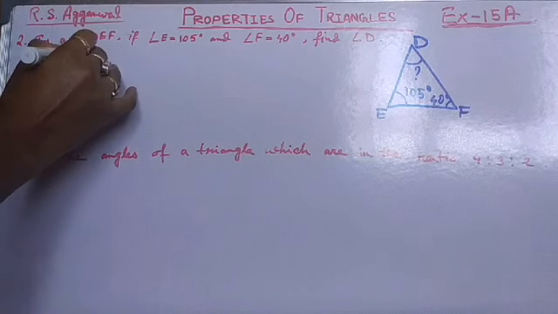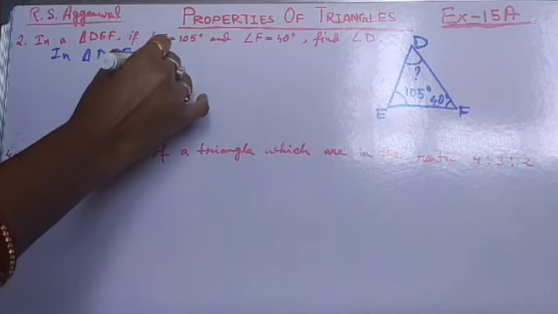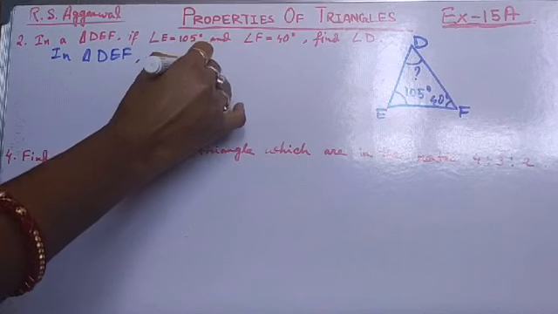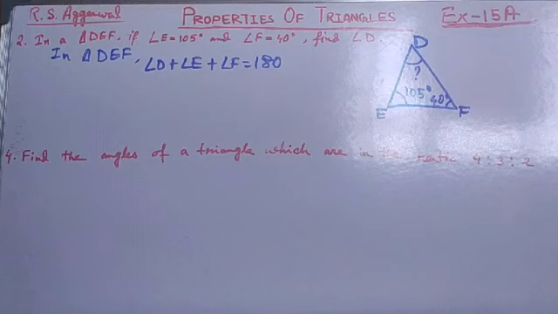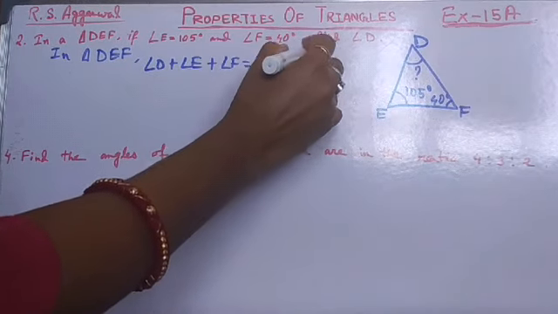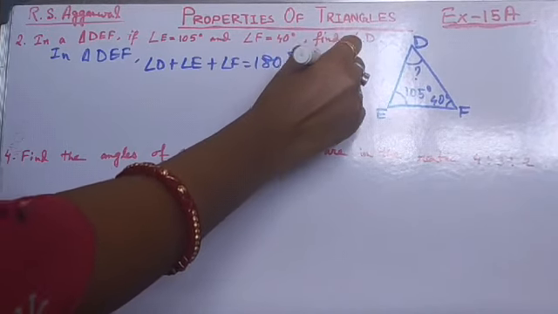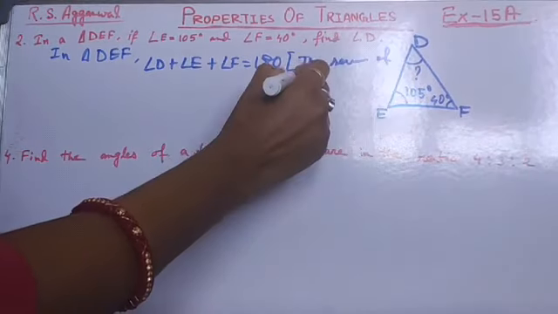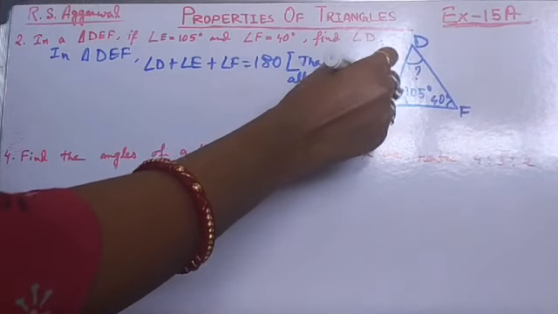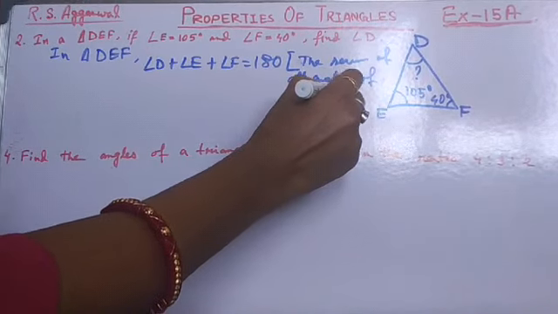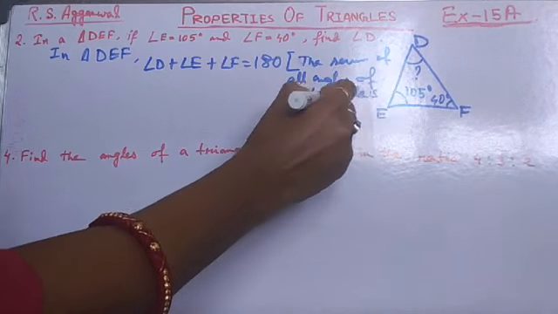So in triangle DEF, angle D plus angle E plus angle F equal to 180 degree. That we know. That is the angle sum property. We know that the sum of all angles of a triangle is 180 degree.